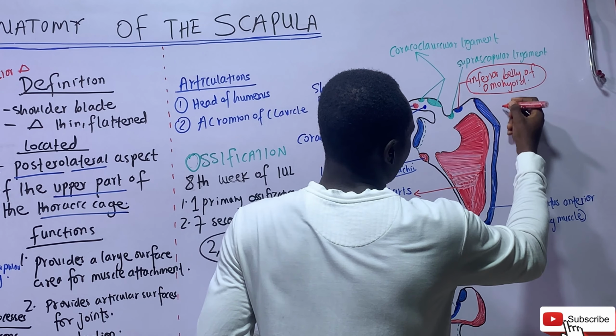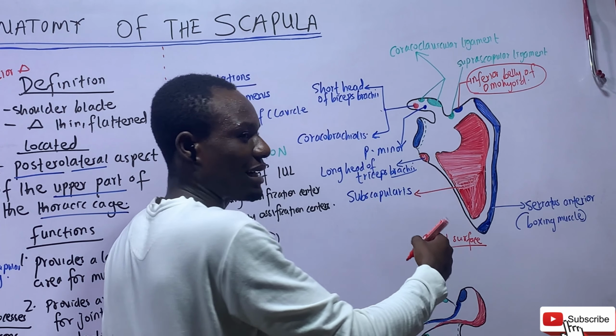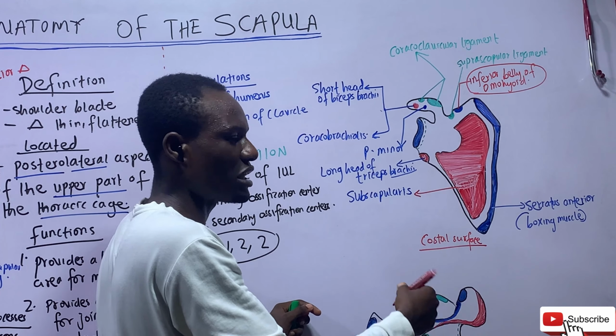So this muscle right here is the serratus anterior. It has several digitations, it has serrated edges, and it moves anteriorly, and it is the boxing muscle. So we're able to appreciate the muscles we can see in the costal surface of the scapula. So what is the largest muscle then? Of course, we have the multipennate subscapularis muscle. So these are the muscles attaching at the costal surface. We're done with that. So back to the dorsal surface.